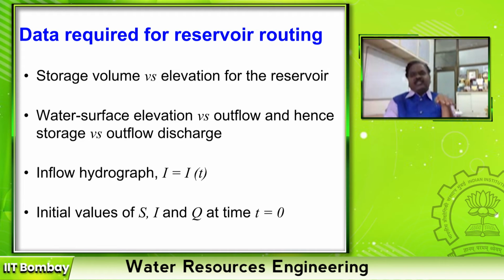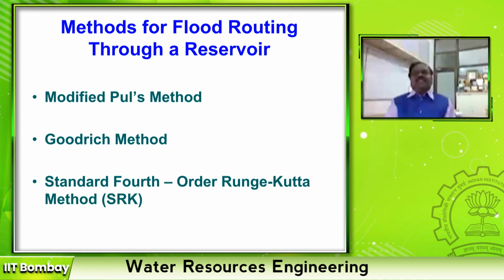Water surface elevation goes on increasing. So I need a curve which can give me the combined effect of storage and outflow. Okay, then the inflow hydrograph, then the initial values of storage, inflow and discharge at the starting time of flood. Right? There are 3 or 4 methods that are very commonly used. One is the modified pulse method, the Goodrich method, then the standard 4th order Runge-Kutta method.